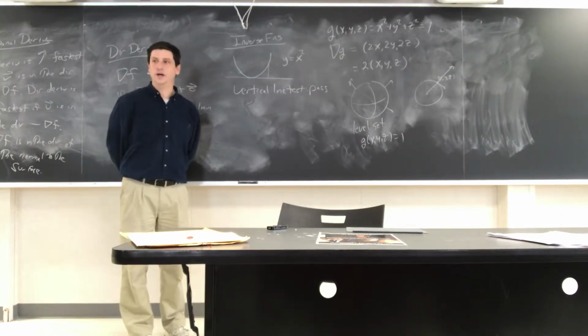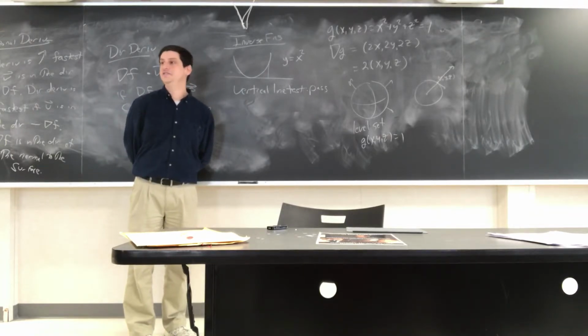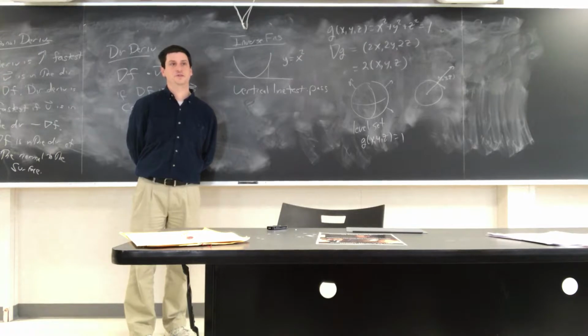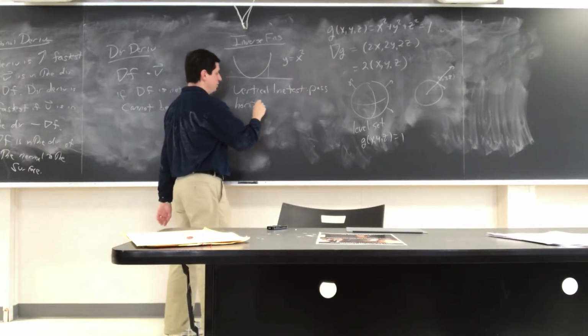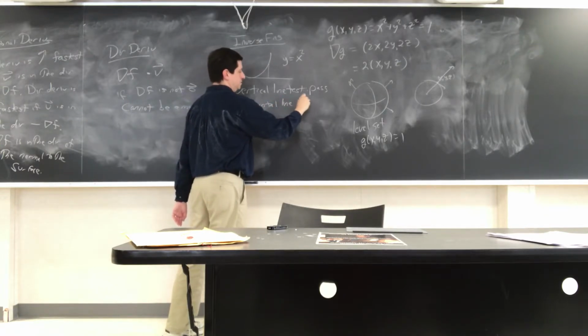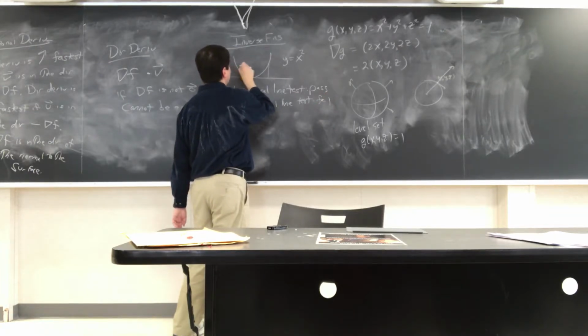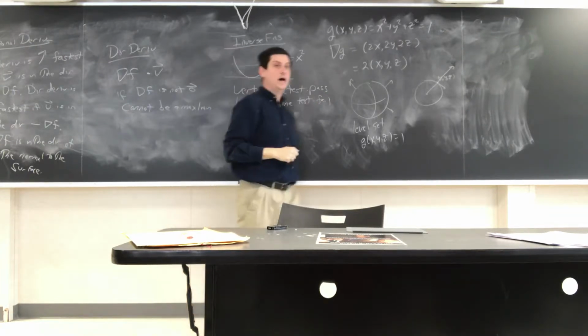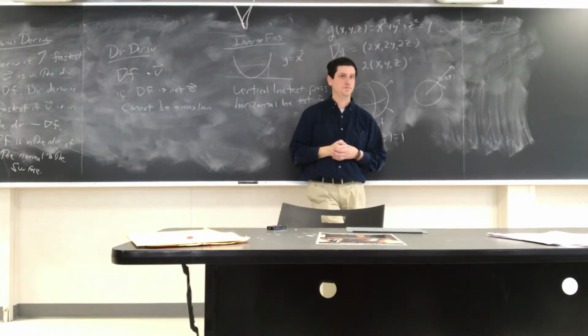To go the other way, it's the horizontal line test. If I give you a value of y, is there a unique value of x? So for this function, what's the answer? No. So it failed the horizontal line test. Given a value of y, there's actually two values of x that correspond to it in general.